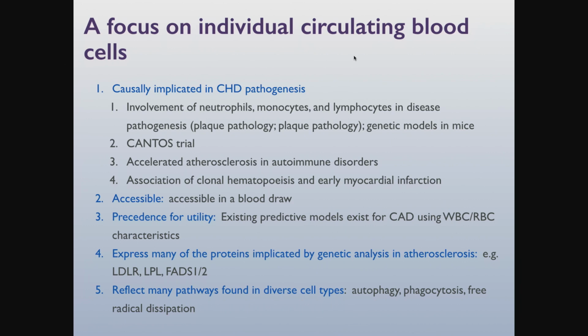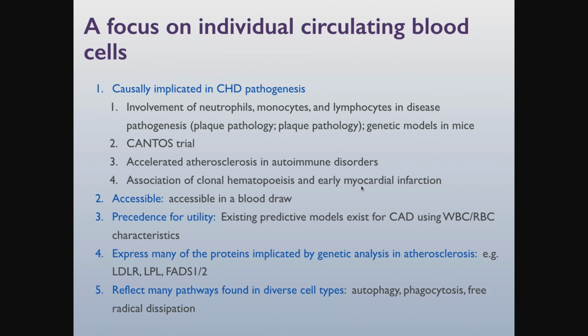So there's lots of data to suggest that these are causal mediators of coronary artery disease or coronary heart disease. So you can find them in the plaques. Patients who have autoimmune diseases certainly have accelerated forms of atherosclerosis. There's a drug called canakinumab that inhibits IL-1 beta secretion from macrophages, and this has mortality benefit in coronary artery disease. There are mutations in the white blood cell population themselves that are associated with early heart attacks.